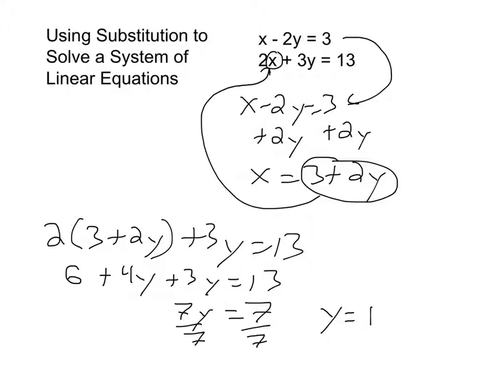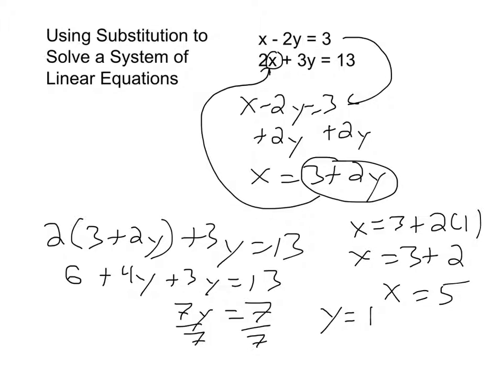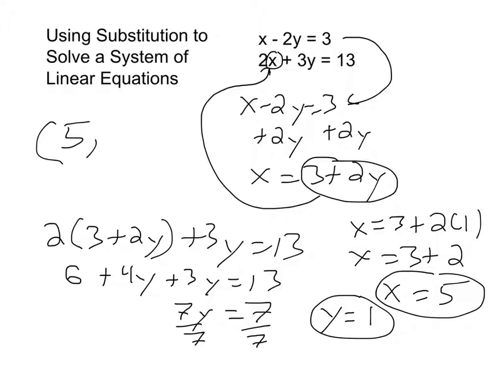I need to take this y equals 1 and plug it back into my expression here. I'm going to be able to say x equals 3 plus 2 times 1. Quick arithmetic will show me that x equals 5. And so I have my two parts of my answer, but my final answer I want to write as an ordered pair. The ordered pair is always x before y, in this case 5 before 1, and that's going to be my final answer.